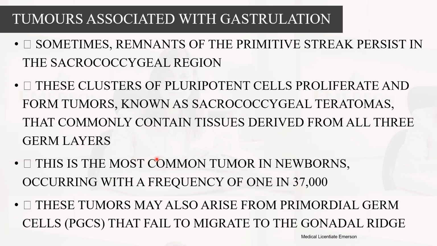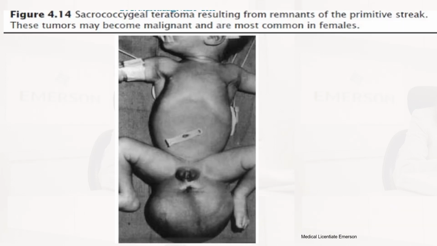This is the most common tumor in newborns, occurring with a frequency of 1 in 37,000. These tumors may also arise from primordial germ cells that fail to migrate to the gonadal region. So this is an example of a sacrococcygeal teratoma resulting from the remnants of the primitive streak. These tumors may become malignant and are most common in females.